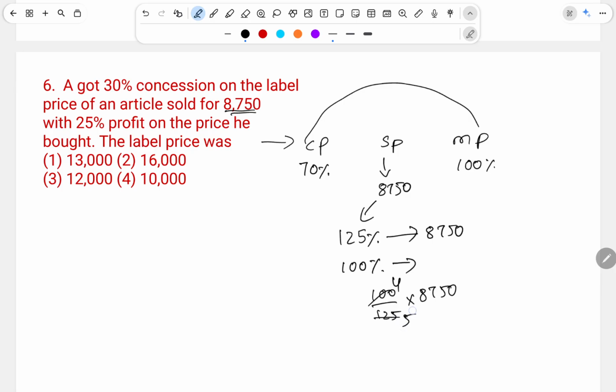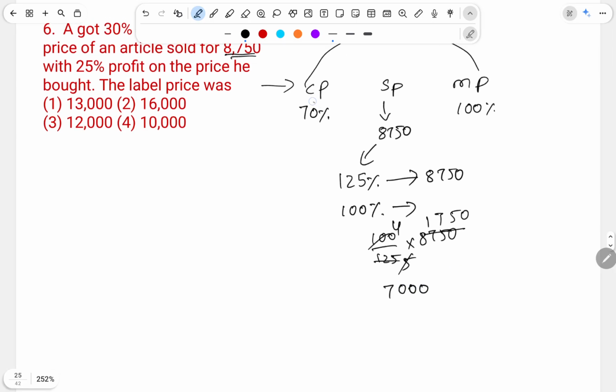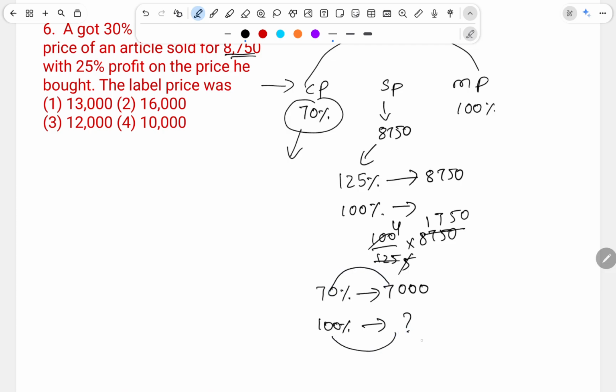25 fours, 25 fives. How many times does it go? 5 ones, 37, 5 sevens, 5 fives, 0. 1750 into 4 becomes 7,000. Yeah, 7,000. Now this 7,000, according to the question, CP we have considered as 70%. Don't get confused. 70% is 7,000, then 100% will be how much? 70, how many times? 100 times. So 100 hundreds is 10,000.